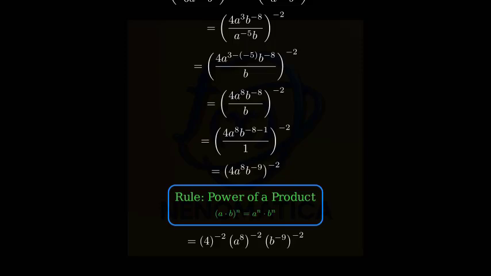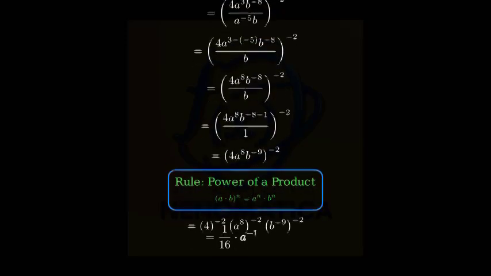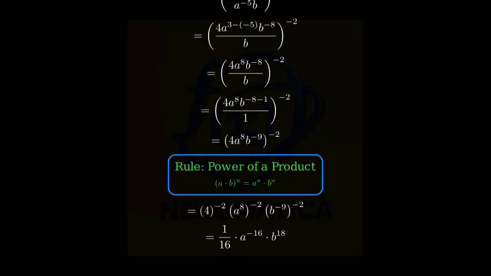This gives us 4 to the power of negative 2 times a to the power of 8 times negative 2 times b to the power of negative 9 times negative 2. Let's simplify each term. 4 to the power of negative 2 is 1 over 4 squared, which is 1 over 16. A to the power of 8 times negative 2 is a to the power of negative 16. Finally, b to the power of negative 9 times negative 2 is b to the power of 18.